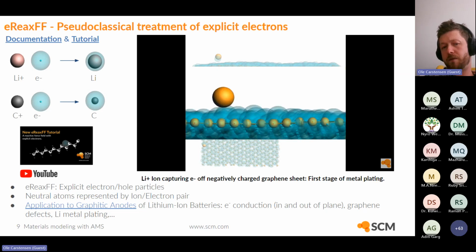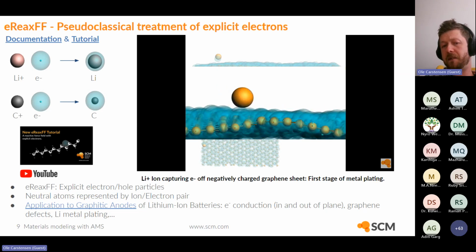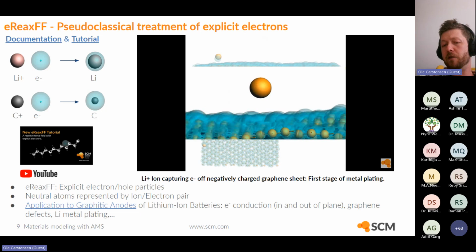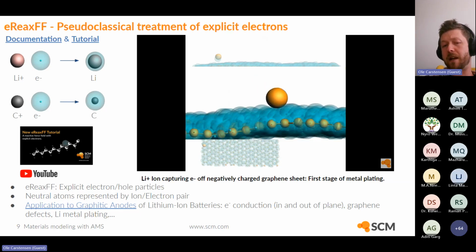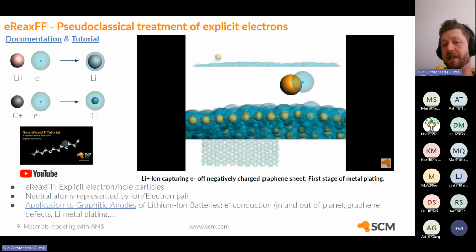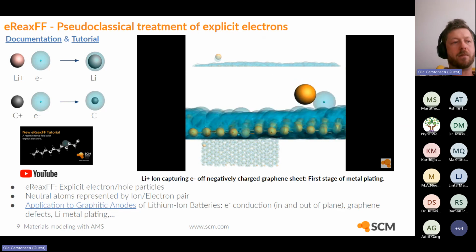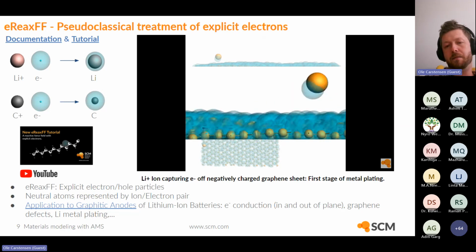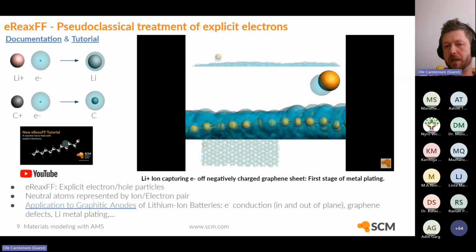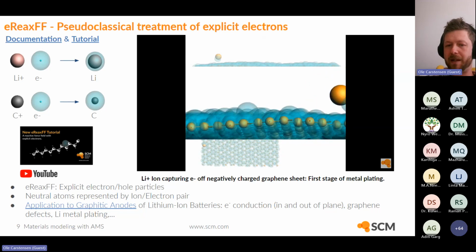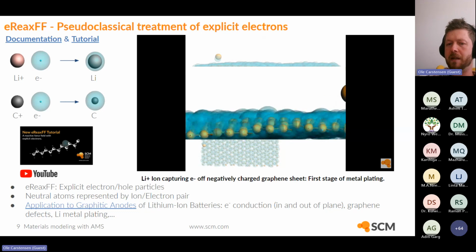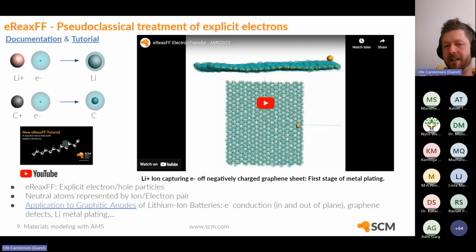And in terms of battery modeling, this is a very exciting new feature. As you can imagine, if you are able to study large systems for long times, because this is a very efficient computational code with explicit electrons in the system, then this is a large step towards modeling the actual functioning of batteries and battery materials.